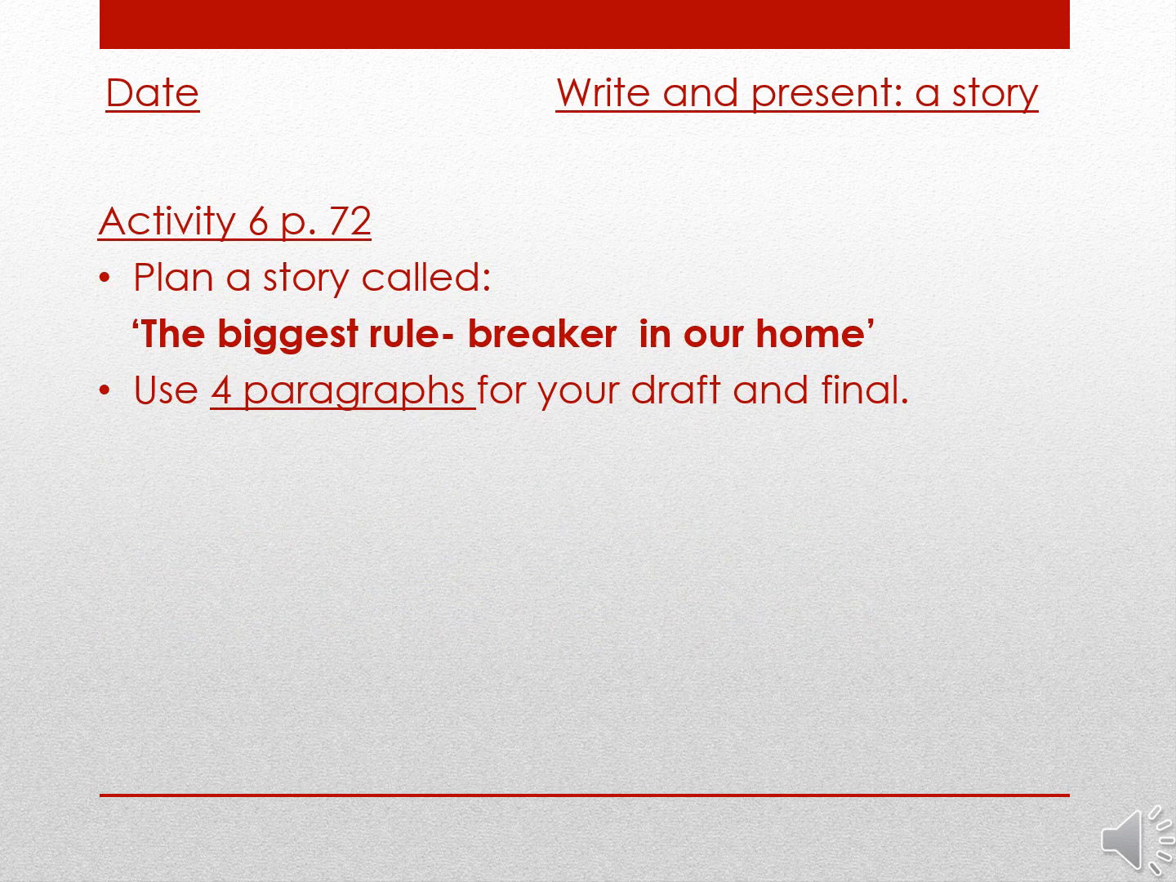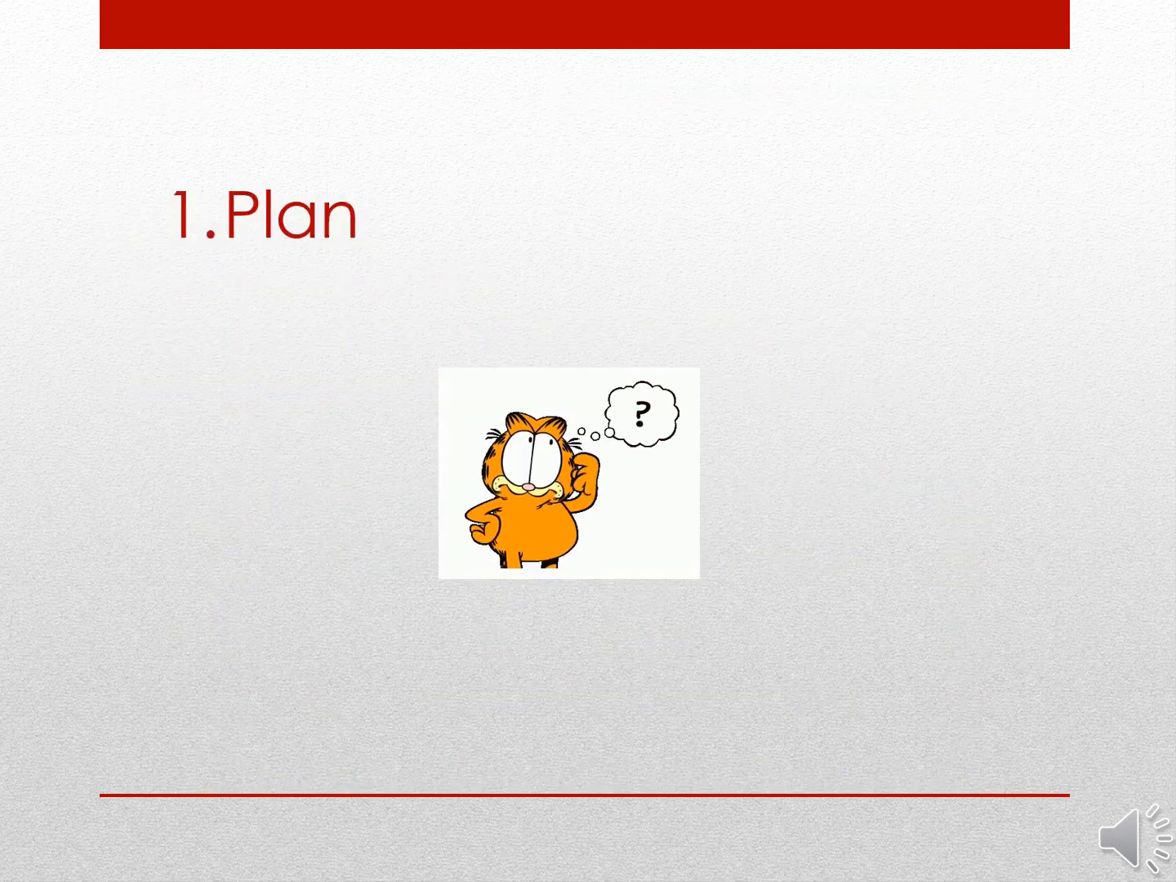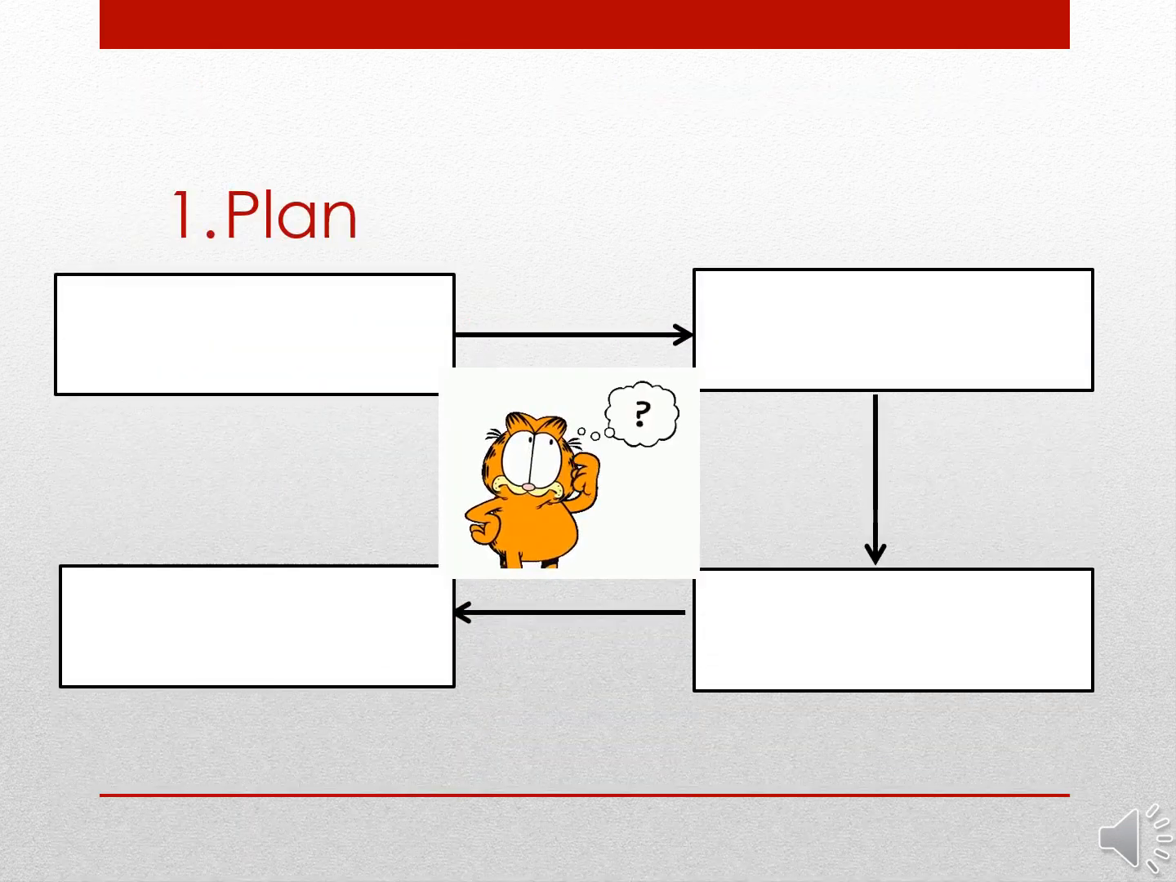So here you will decide who is the biggest rule breaker in your home. Identify this person, then use 4 paragraphs for your draft and final. Remember to use the 3 steps that we've done in term 1 already. Number 1 is your plan, number 2 the draft, and number 3 the revise, edit and present. You will start with the plan at number 1.